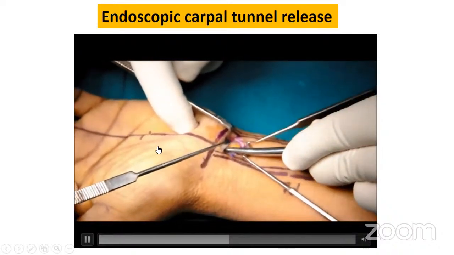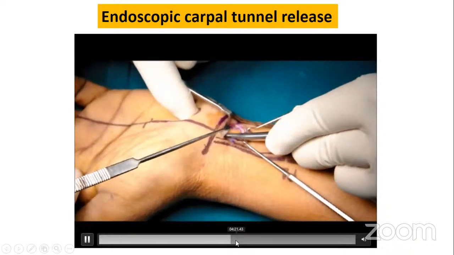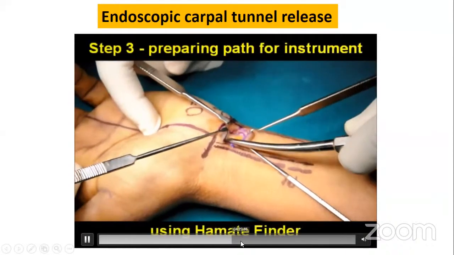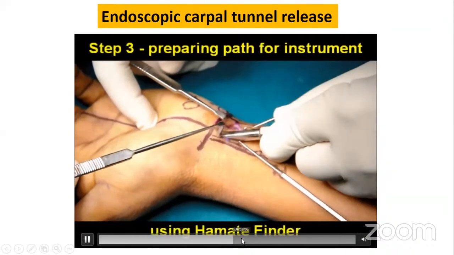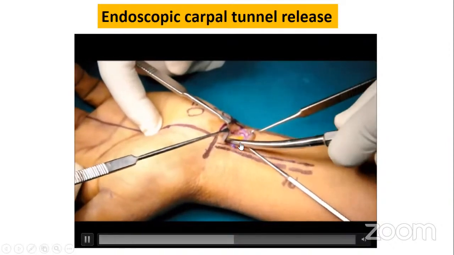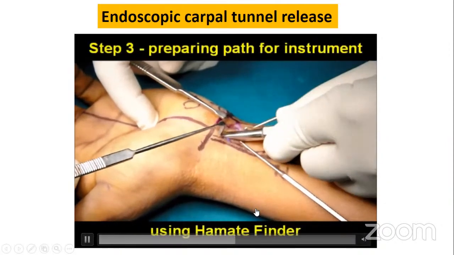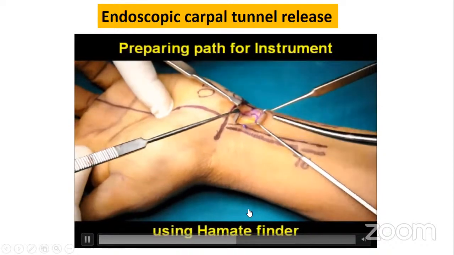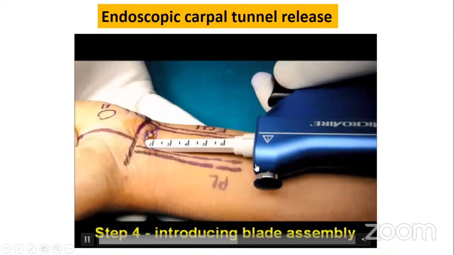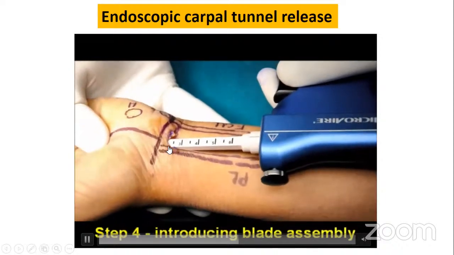This is a dilator going in there. Okay, so you just try to increase the size of the tunnel. Some tunnels are very tight. So you just go along the ulnar side. You'll feel that resistance by the hamate there. This is called the hamate finder. And once that's done, then you introduce the blade into this.